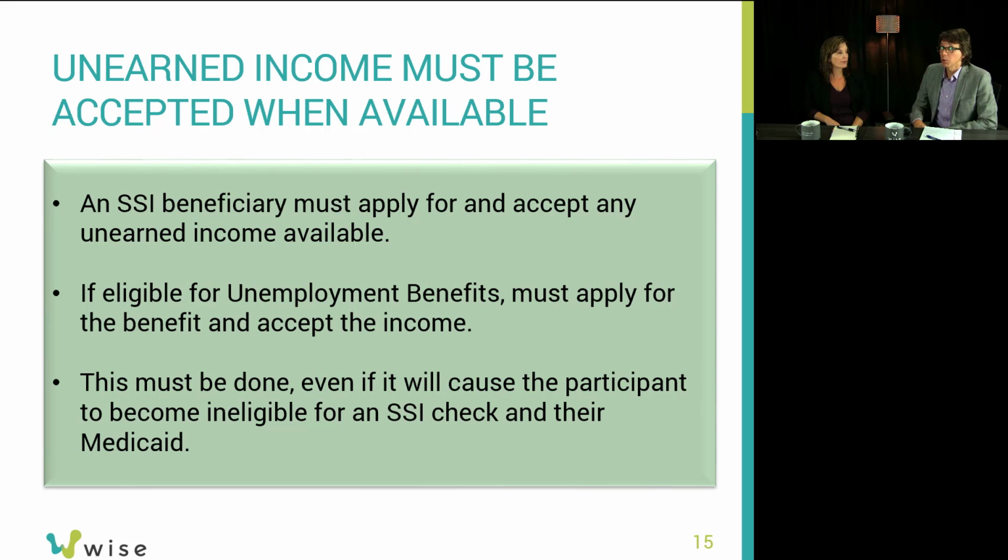Right. Technically, they're supposed to apply for unemployment benefits. And if they qualify for these unemployment benefits, that's going to be considered unearned income, and that's going to affect their SSI. And I've seen instances where those unemployment benefits are so large that it knocks the person off of SSI. Yes. But they have to do that. That's one of the conditions of receiving SSI. They're supposed to pursue any other funding that may be available to them. Correct.